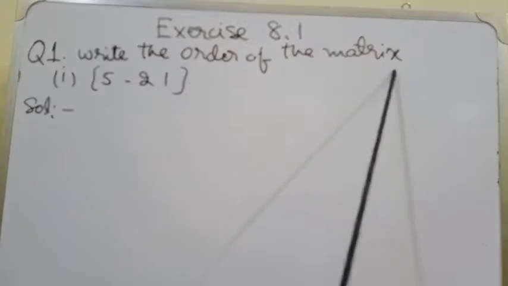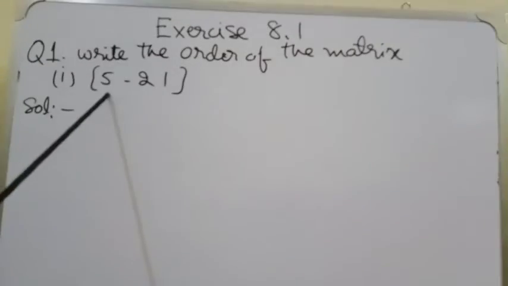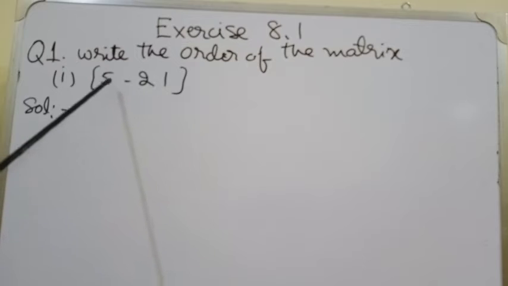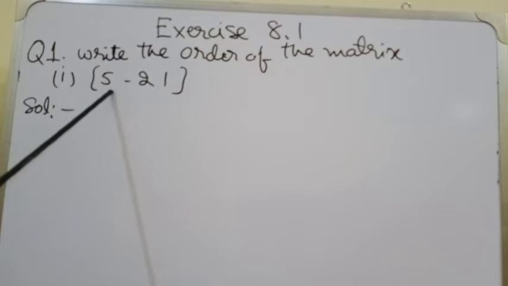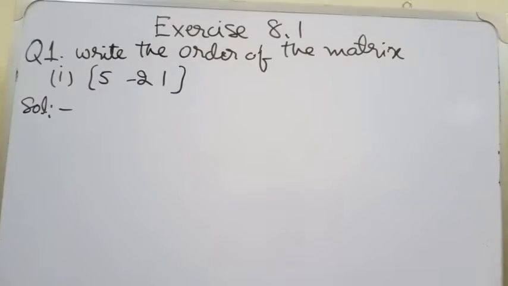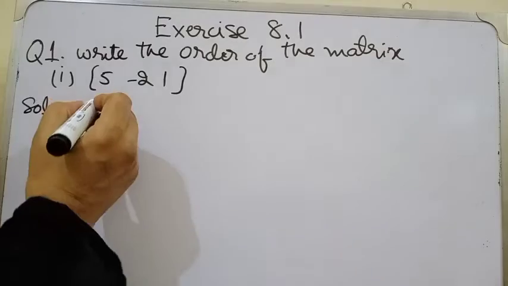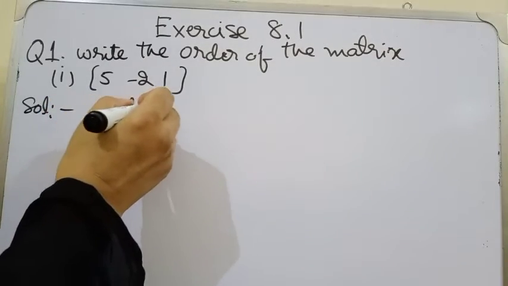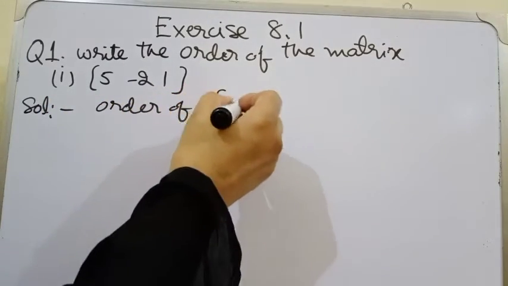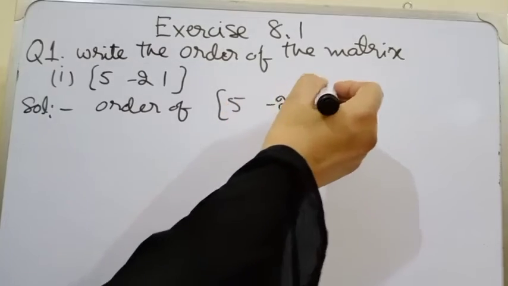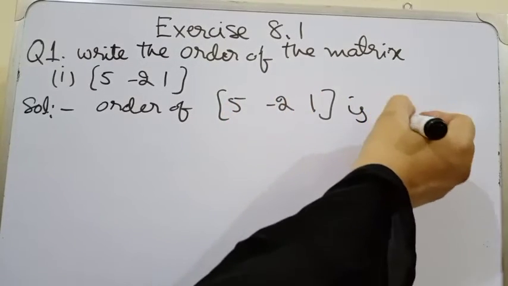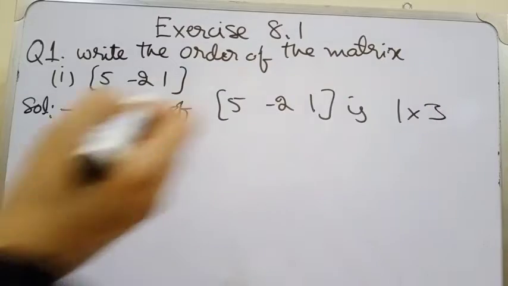Mathematics for class 11, unit number 8, matrices and determinants, exercise 8.1, question number 1: write the order of the matrix. First part, we have a row matrix 5, minus 2 and 1. This minus is with 2. We know that the order of a matrix is the number of rows and columns. Thus the order of the matrix 5, minus 2 and 1 is 1 cross 3.